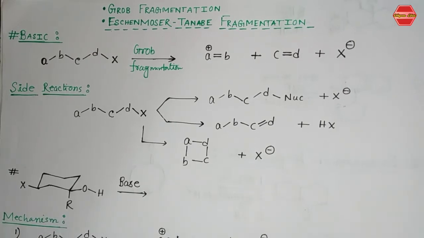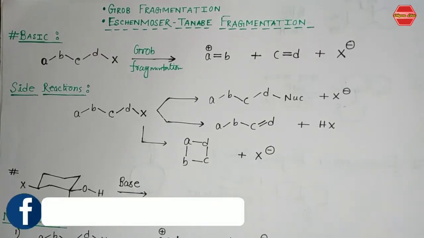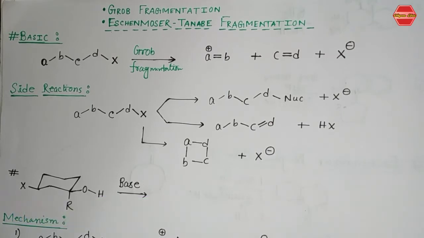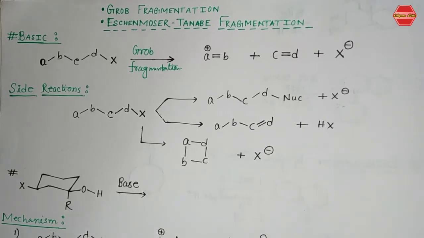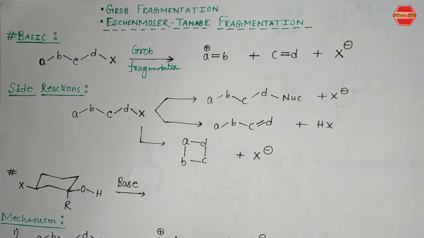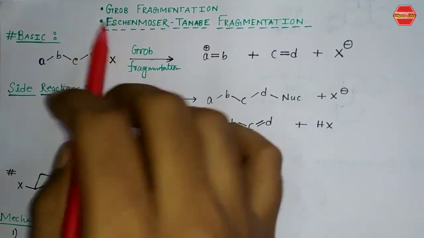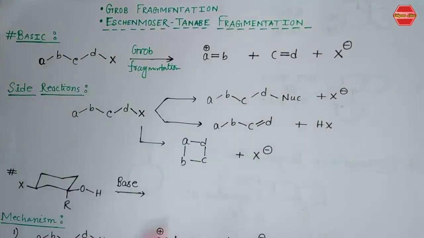Now we are continuing our name reaction series, and in this video we are going to discuss the important name reaction that is called the fragmentation reaction. In case of fragmentation reaction, we have two important name reactions that are basically GROB'S fragmentation and the second one is the ESCHENMOSER fragmentation. So the first one is very much important as well as the second one also.